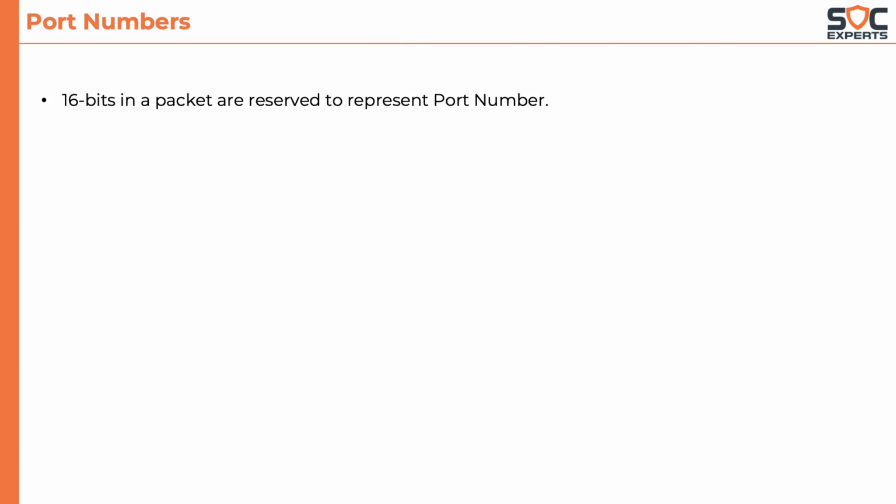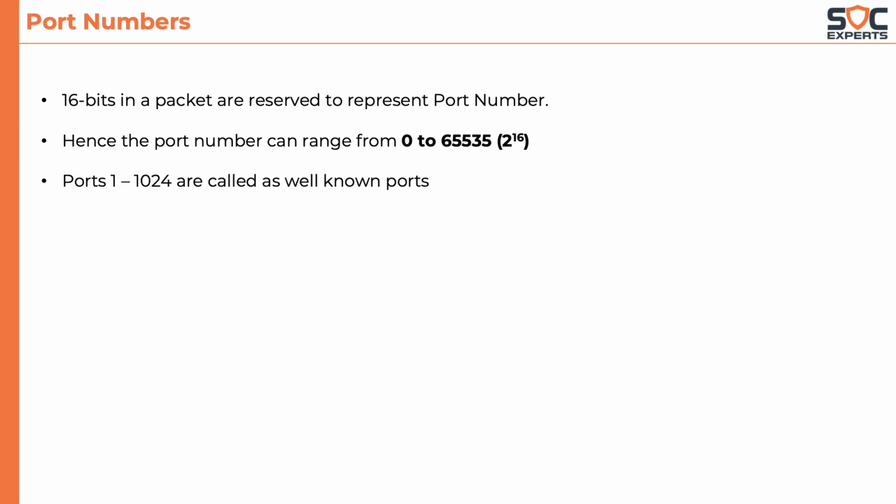In a packet, 16 bits are reserved for carrying port numbers. Since there are 16 bits, we can have values from 1 to 65,535. Port numbers 1 to 1024 are called well-known ports. These are assigned to commonly used protocols. They are also called standard ports. This is how computers understand 25 means SMTP, 80 means HTTP, 53 means DNS, etc.